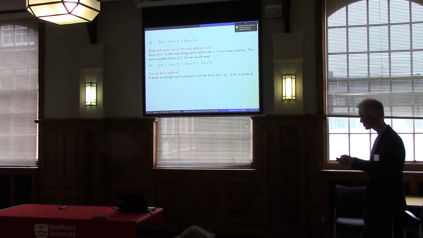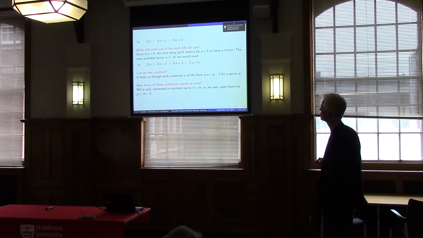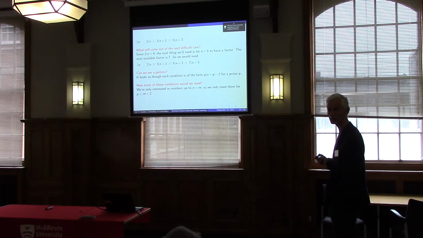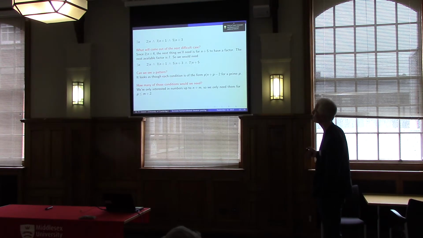And at that point, we can just think about what we would want. We're interested in all the numbers from n up to n plus m, so we only would need the primes up to n plus 2. So it seems reasonable to conjecture at this point that we'll be okay if we can find an n such that for all the primes up to n plus 2, we have that prime p divides n plus p minus 2.